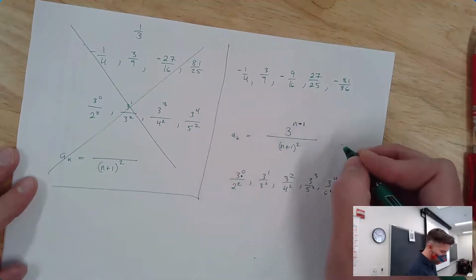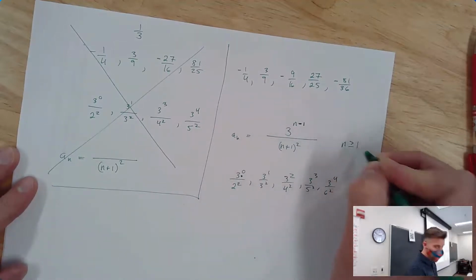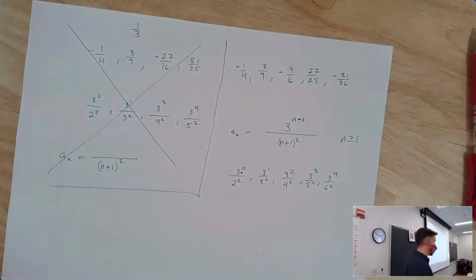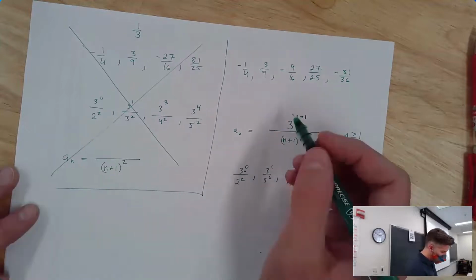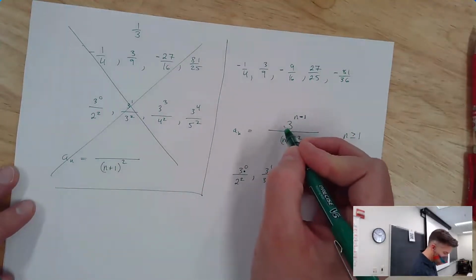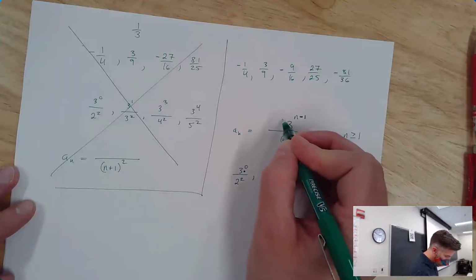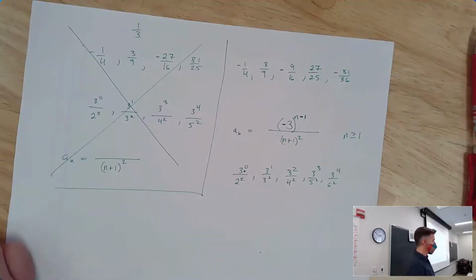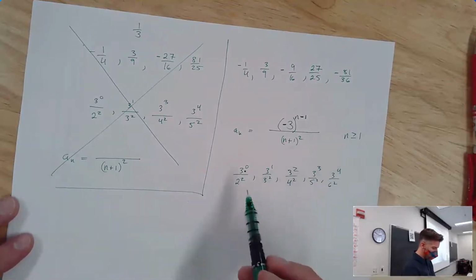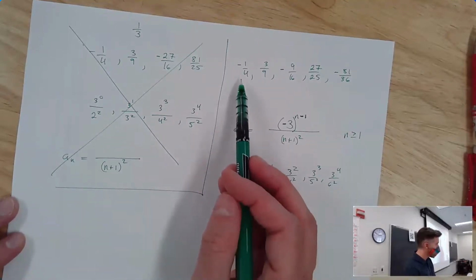Sometimes when people are writing these, they say something like n greater than or equal to 1 to make sure we know we're starting at 1. And then we also have the alternating part. Now, I could just maybe stick the -1 on the 3 since it's already being raised to a power. The only issue is, am I going to get the right sign when I start off here? If I plug in n equals 1, am I going to get a positive? Is my first term going to be negative?